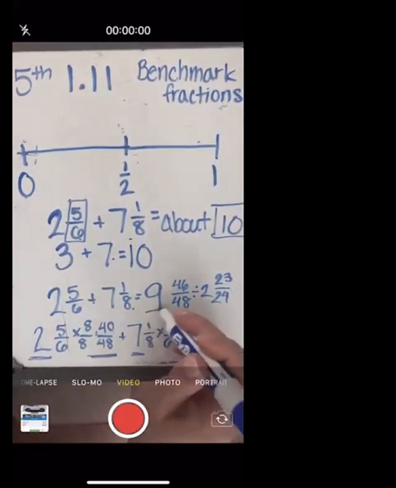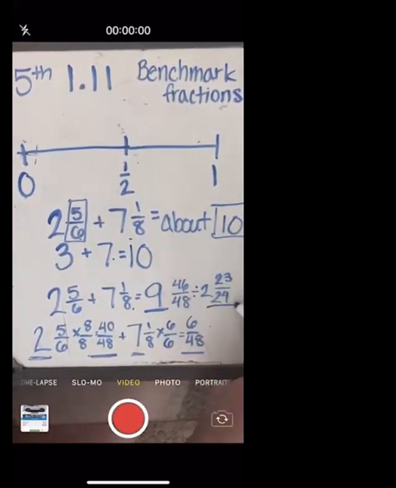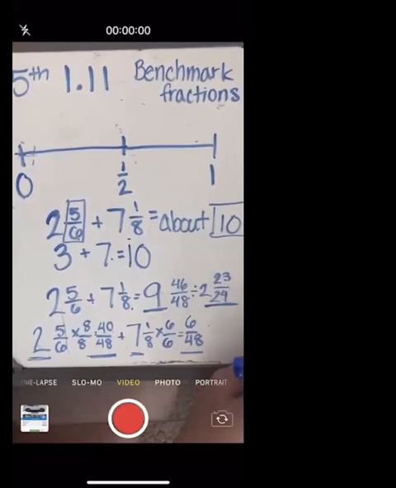But I want you to look. I now have 9 and 23/24. That's really close to 10, right? Was our reasonable answer of 10 close? What do you guys think? Is 9 and 23/24 really close to 10? Gio, what do you think? Yeah. Yeah, and why do you say that? Why do you agree it's close?